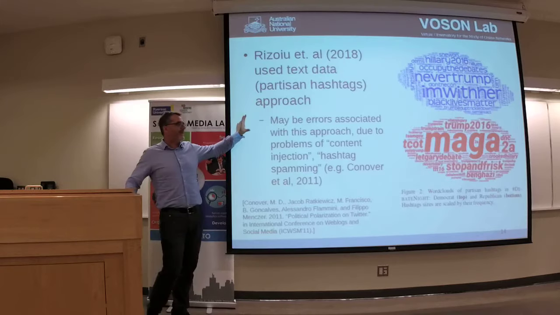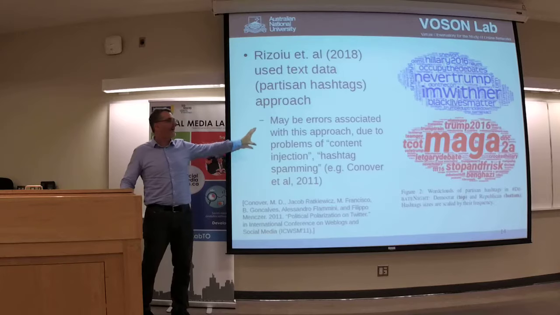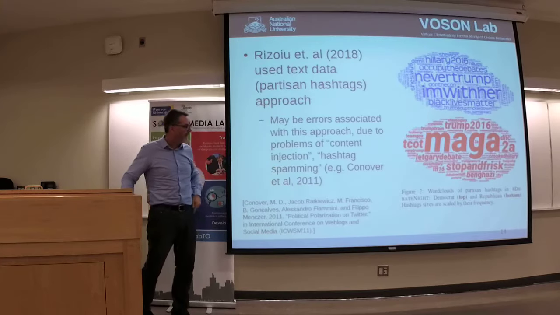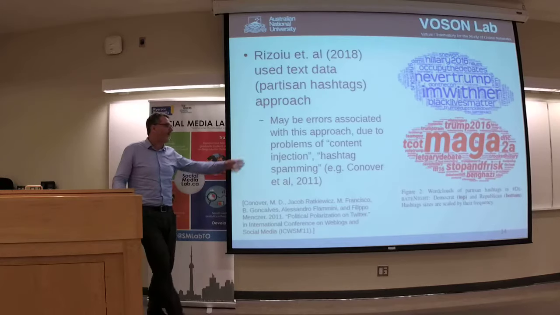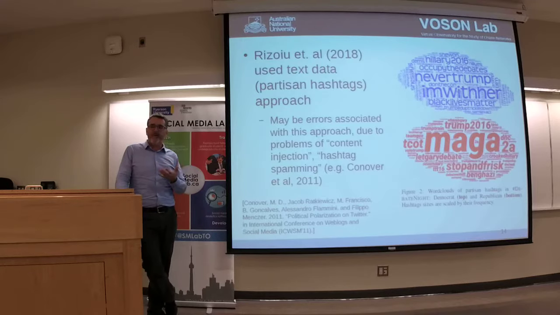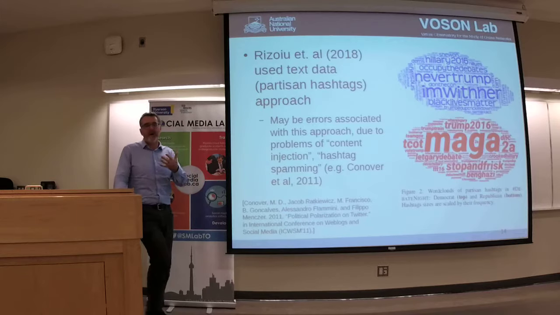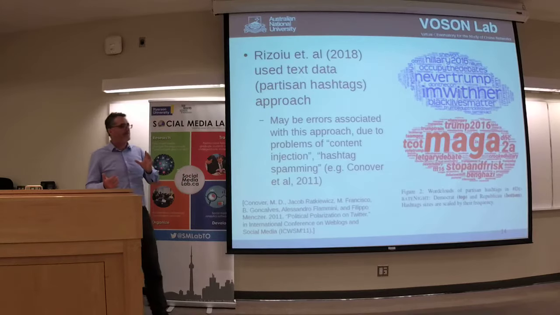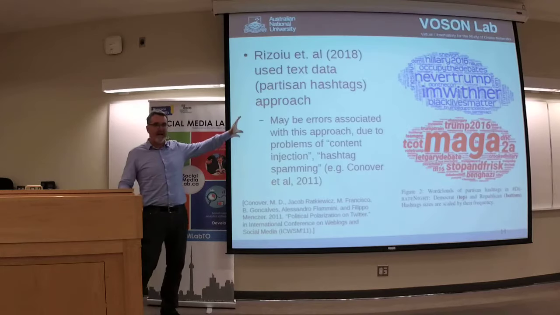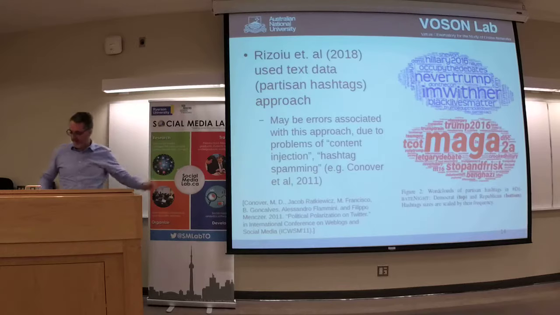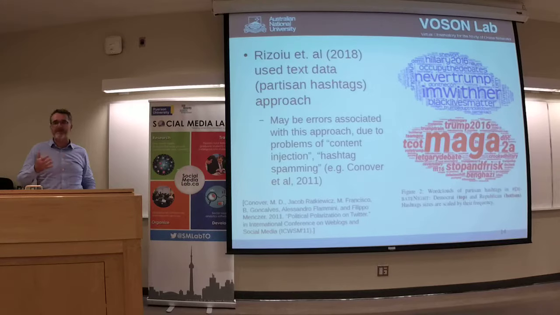Now, there are errors associated with such a coding approach, and this is actually discussed in this paper by Conover et al. There is this problem of content injection or hashtag spamming. Content injection is where you're actually a Republican supporter and you put Democrat-friendly or Democrat-related hashtags into your tweets in order to get the attention of or provoke a reaction from the other side. So that does create errors of classification, and we're aware of that. That's actually one of the reasons why in subsequent work I looked into the network approach for doing the same thing.